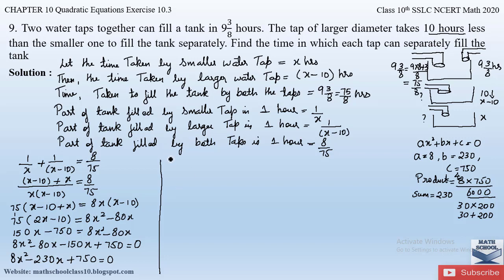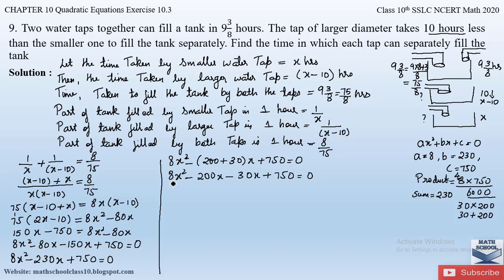So let us do that here. 8x square, keep the sign as it is, minus, instead of 230 we will write 200 plus 30x plus 750 is equal to 0. Now let us open the brackets. You will get 8x square minus 200 into x, and minus into plus will be minus 30x plus 750 is equal to 0.